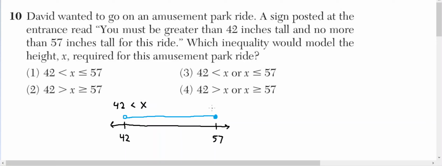On the other side of this interval, you're allowed to be 57, so you can be or equal to. But we want all the heights less than 57. So less than or equal to 57. And just merging these two, you get 42 less than x less than or equal to 57. So this means we can choose choice number 1 for question number 10.